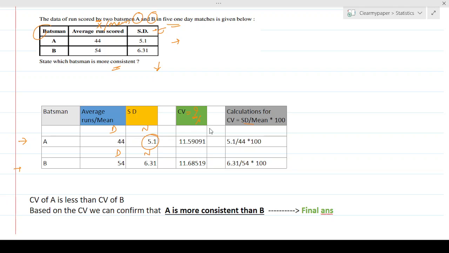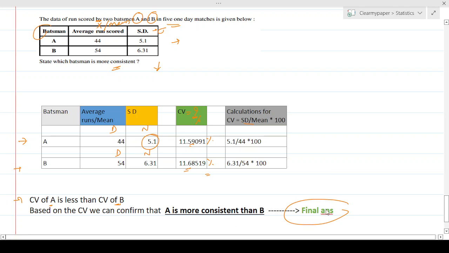I think I missed it. You put the percentage values. Okay. So the CV value for batsman A is 11.59, and the CV value for batsman B is 11.68. Slight variation, not very much, but as per the rule, the CV of A is less than the CV of B, and hence A is more consistent than B.